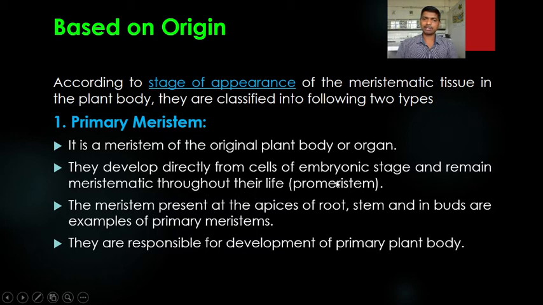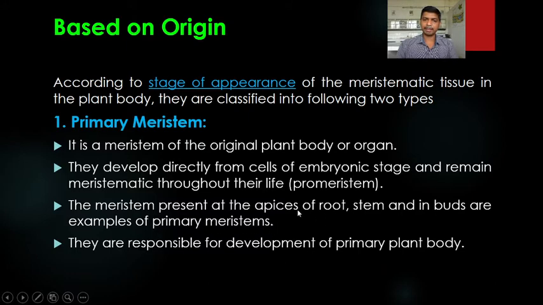They develop from the cells of the embryonic stage, meaning cells developed from the embryo. The embryo possesses root initials and shoot initials, which we also call the plumule and radicle. The plumule gives rise to the aerial shoot and the radicle gives rise to the primary root. So the primary meristem develops directly from the cells of the plumule and radicle. They remain meristematic throughout their life. The meristems present at the apices of root, stem and in buds are examples of primary meristem.